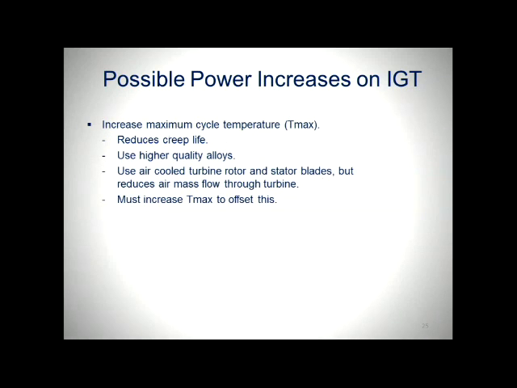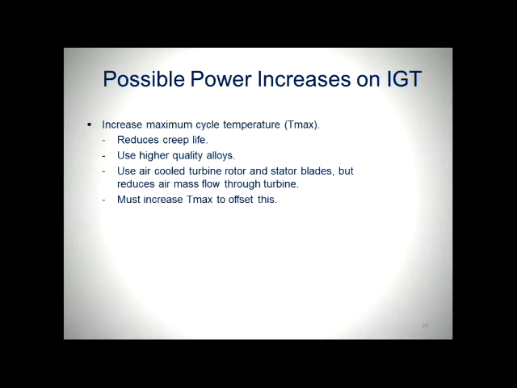Well, you can increase the maximum cycle temperature, Tmax, but nothing's ever for free. In general, every 10 K or °C that you increase the maximum cycle temperature, you'll reduce the creep life of your blades by half.